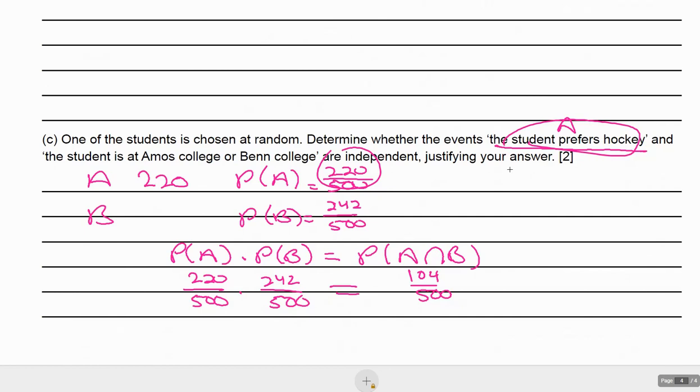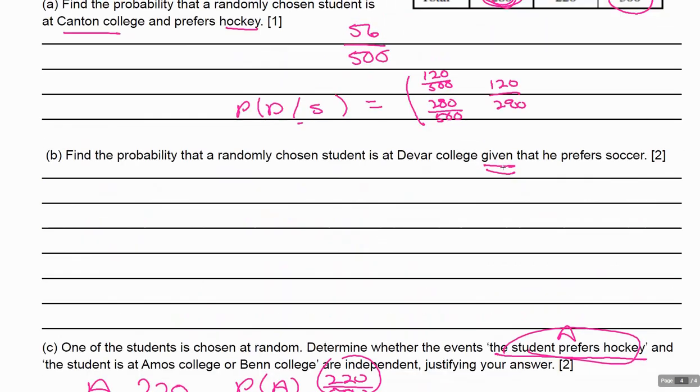So then, this is the number of people that like hockey. These are the people that are from those colleges. If I multiply these together and they equal this, then it's independent. If they don't, then it's not. Yeah, that clears up a lot of things.